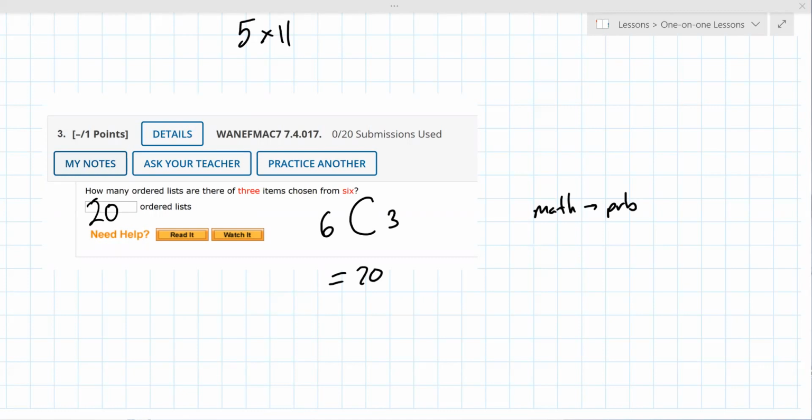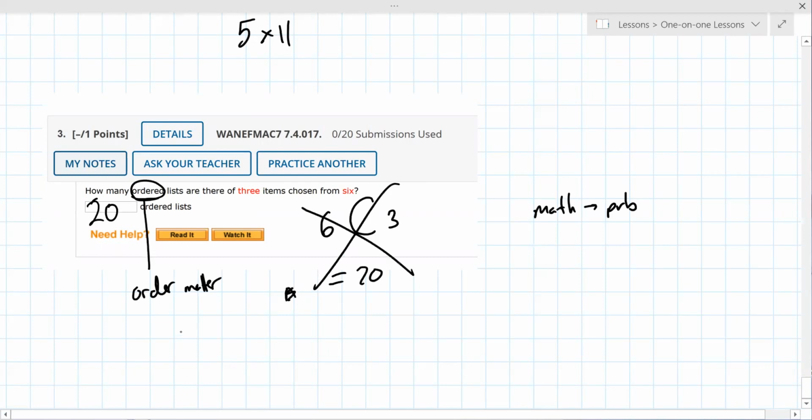It did not like that. It's probably nPr. Ordered lists means that order matters. Order matters. That's nPr. 120? Yeah, there's a lot more when we do it that way. Okay.